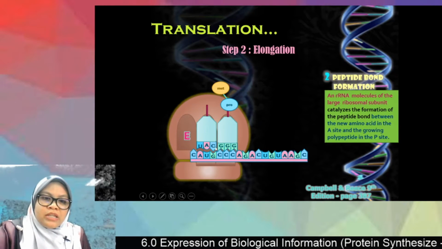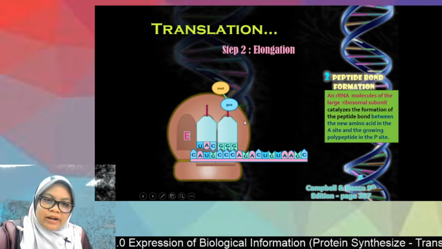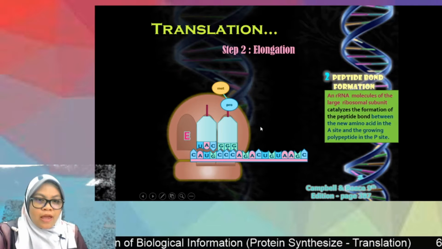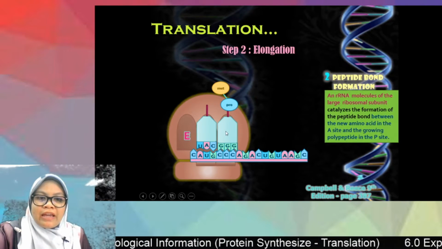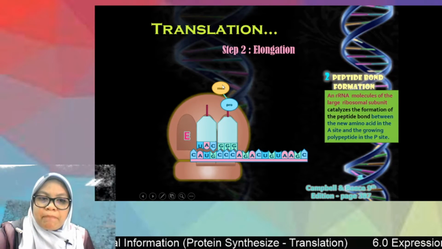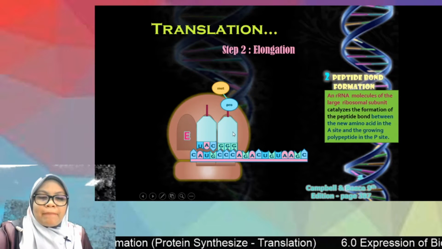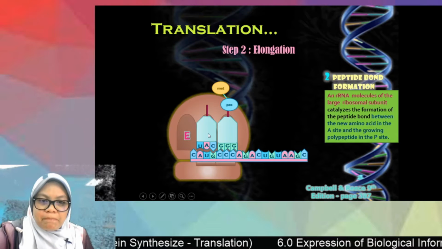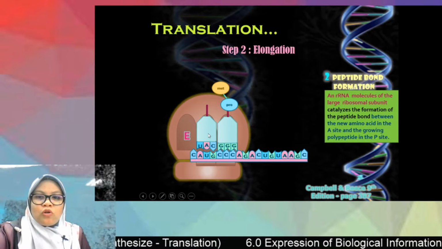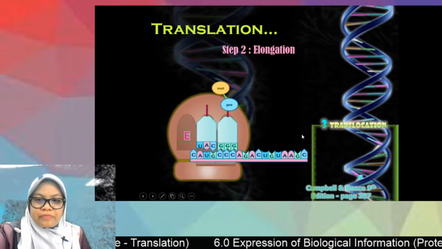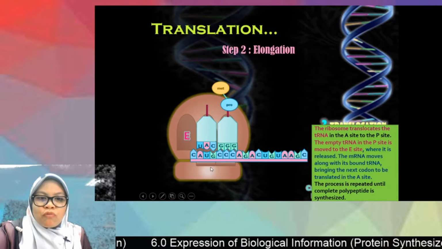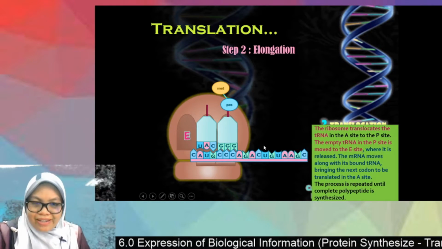translocation. This tRNA is now called peptidyl tRNA because this tRNA carries the growing polypeptide. So the site for peptidyl tRNA is not the A site but the P site. So translocation means the ribosomal subunit will move one codon ahead.